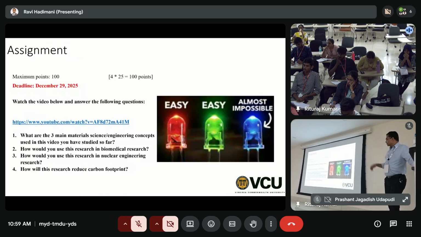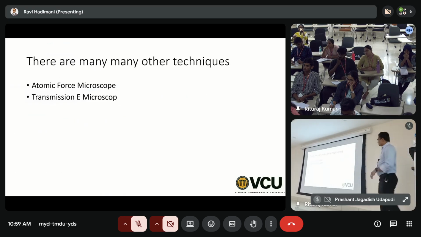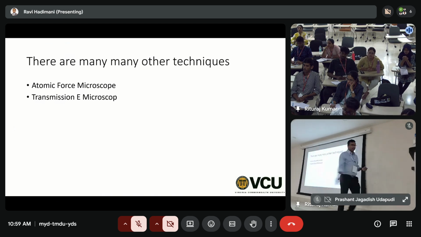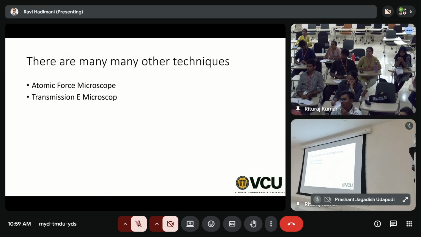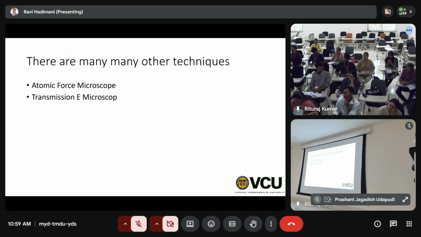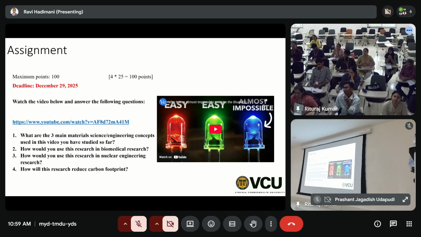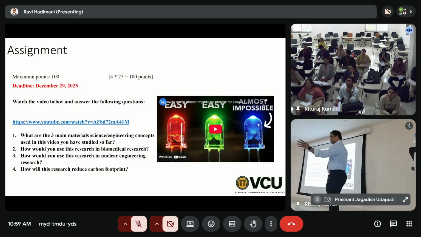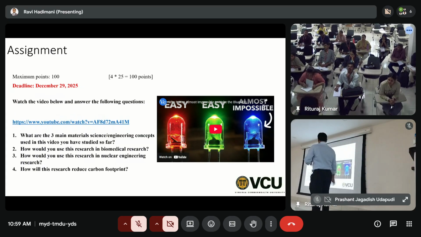Then there are many other techniques. You can also have atomic force microscope, transmission electron microscope. I haven't even completed it. And there are many more. There is scanning tunneling microscope. Is there any other characterization device? Okay, I think we'll leave it at that. Characterization is a whole other beast.